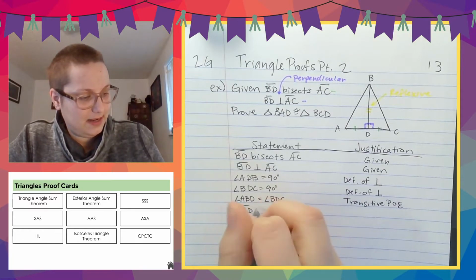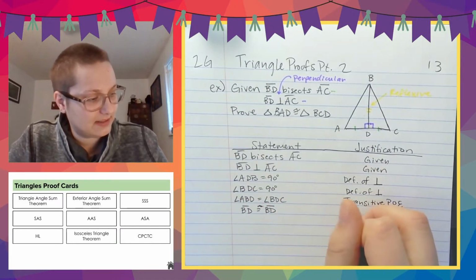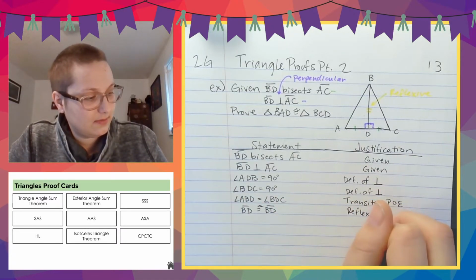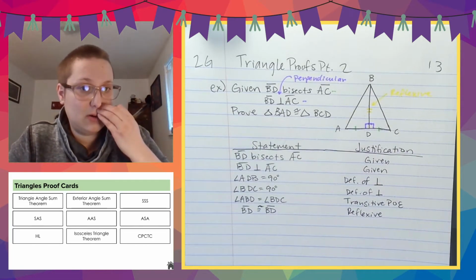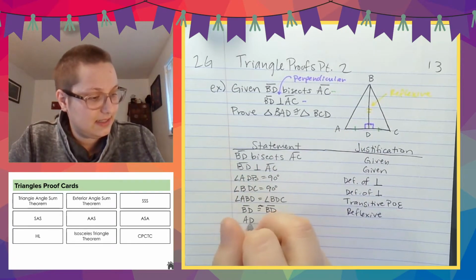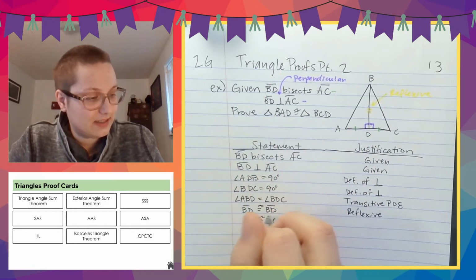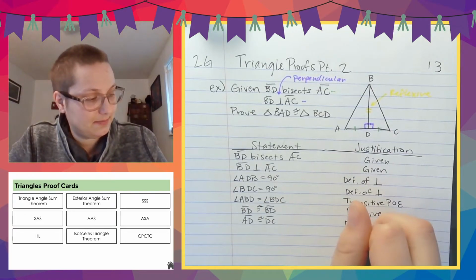All right, and then BD is congruent to BD. That's reflexive because it's the same as itself. So, oh, and then I forgot to actually say that AD is congruent to DC. I forgot to say that, but it was from bisect, so that's the definition of bisects.